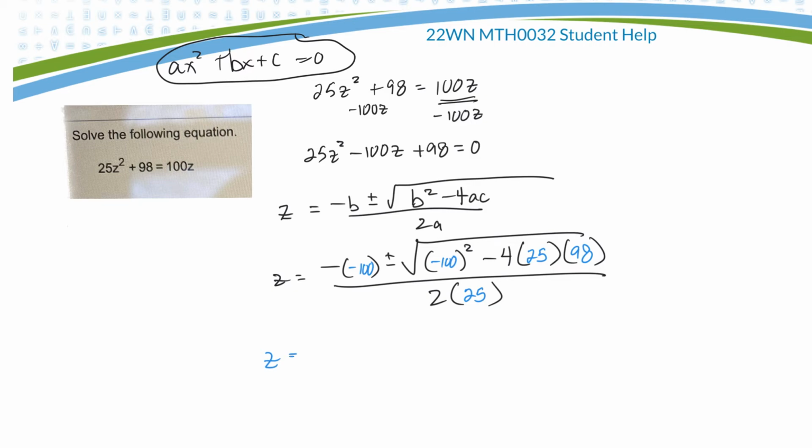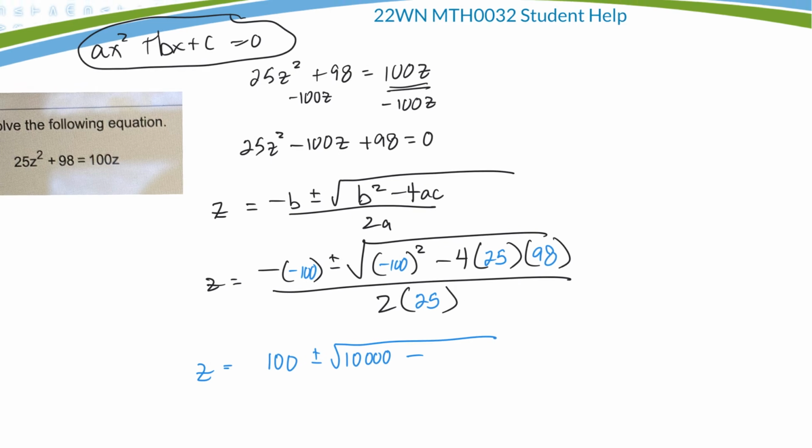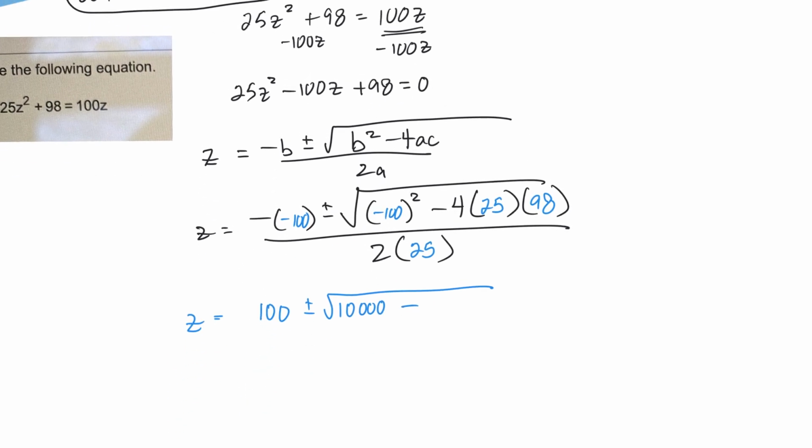Okay, so minus a negative 100 would be a positive 100, plus or minus the square root. 100 squared would be, I think, 10,000, minus 4 times 25, which is 100, times 98, would be 9,800, all over 2 times 25 is 50. Okay, as we keep simplifying, 100 plus or minus the square root of 200 over 50.